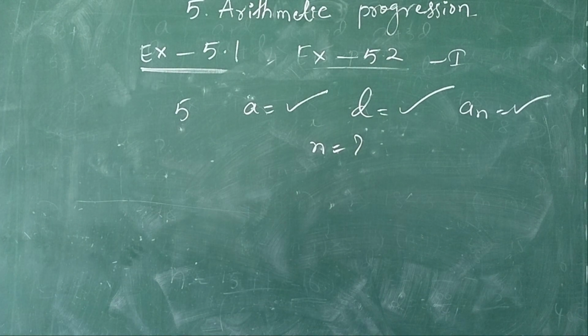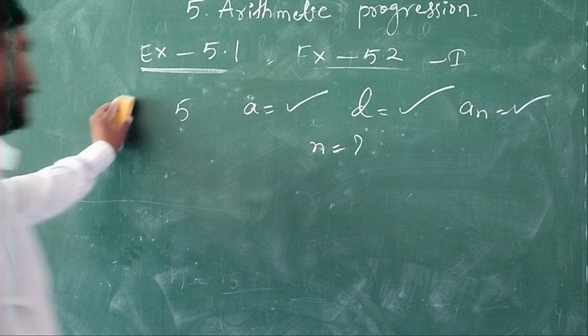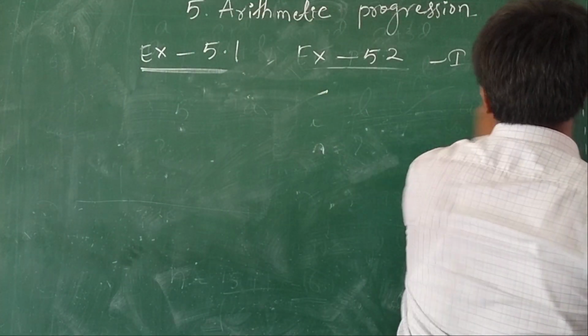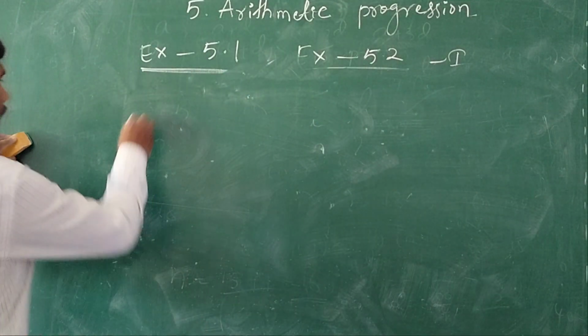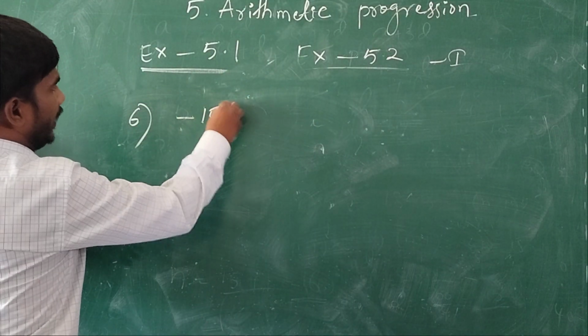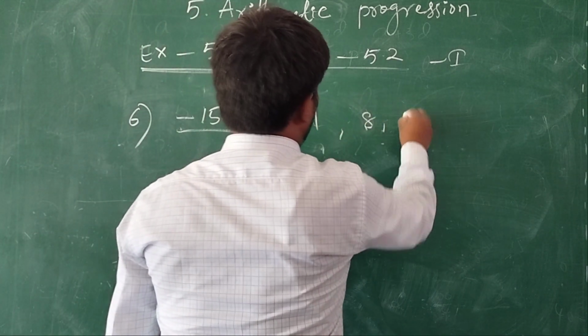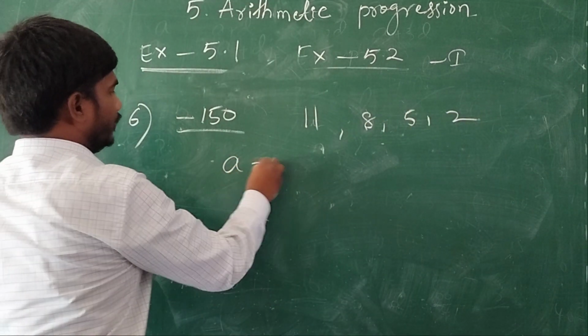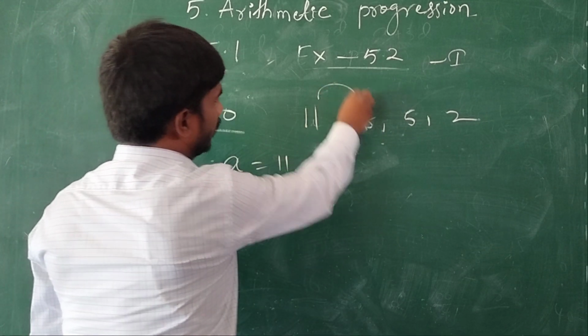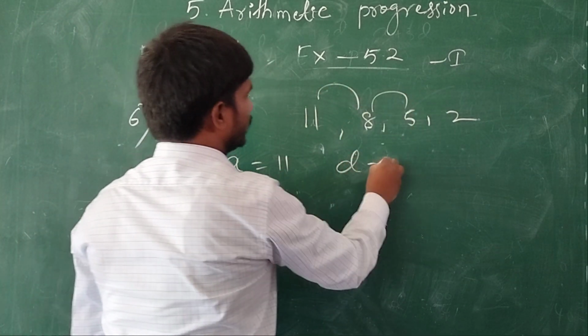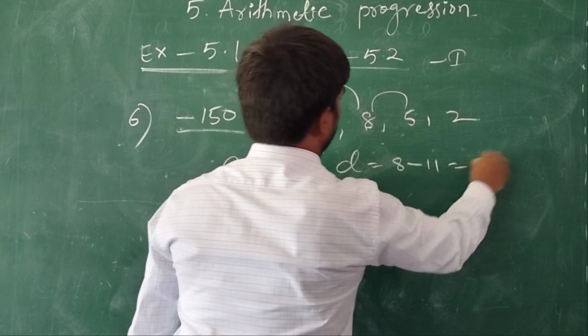Next, sixth problem. Check whether minus 150 is a term of the given AP or not. For that, first take a is equal to the given numbers 11, 8, 5, 2. Consider a is equal to 11. Common difference is minus 3, that is 8 minus 11 is equal to minus 3.